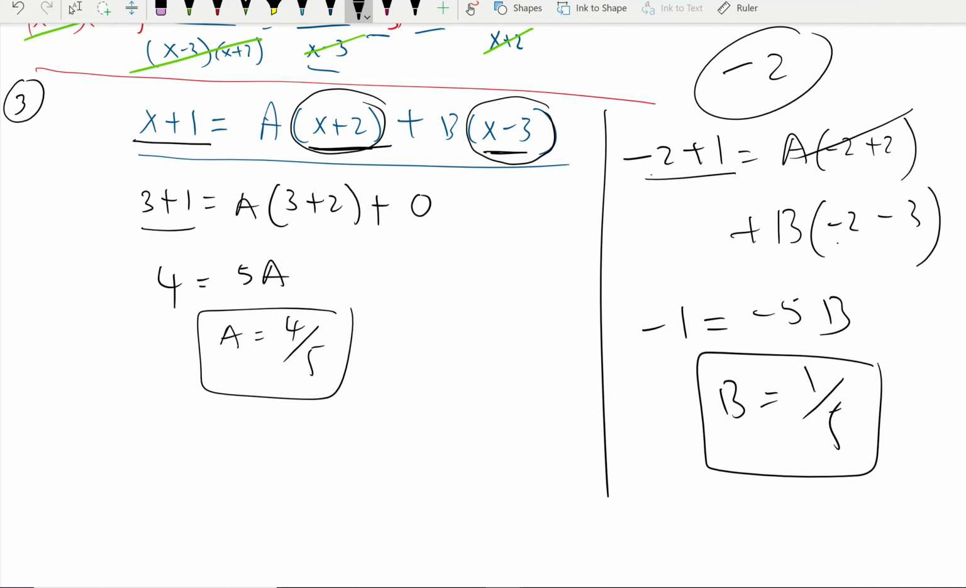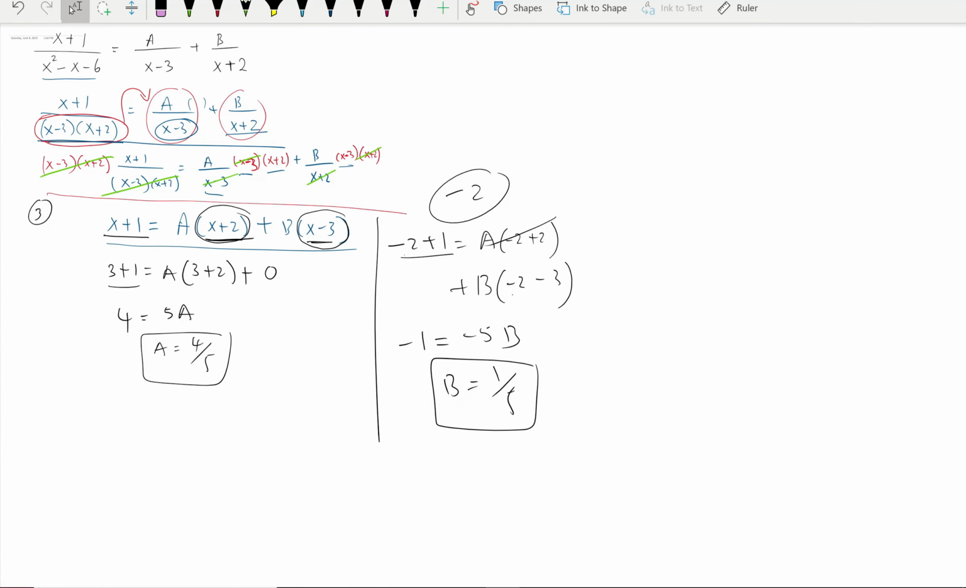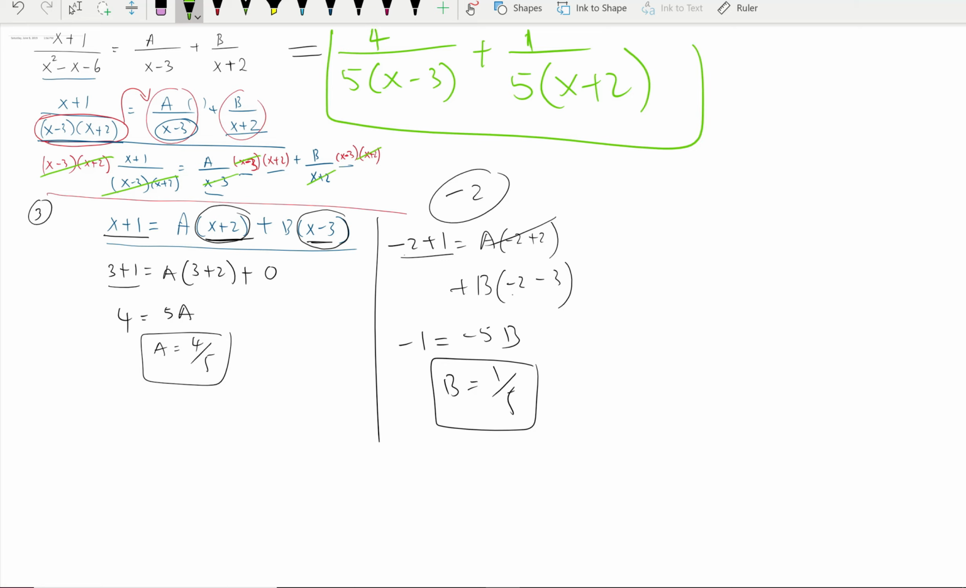All right, let's finish the problem by rewriting the decomposition, because now we know A and B. So A is 4 over 5, so 4 over 5 times x minus 3, plus what is B? 1 over 5. Come on, 1 over 5 times x plus 2. This is the complete partial fraction decomposition of this fraction, using method 1.